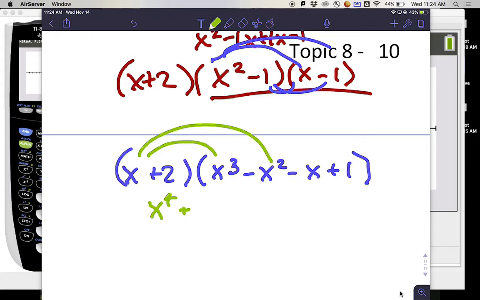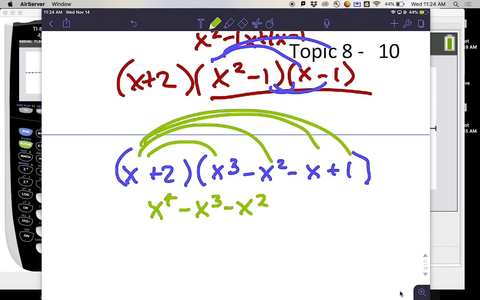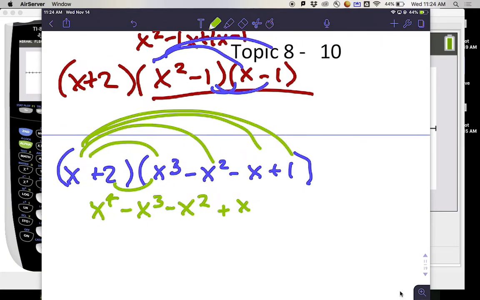That'll be minus x cubed. This will be minus x squared. And then this will be plus x. And then 2 times everything. This will be 2x cubed. This will be negative 2x squared.